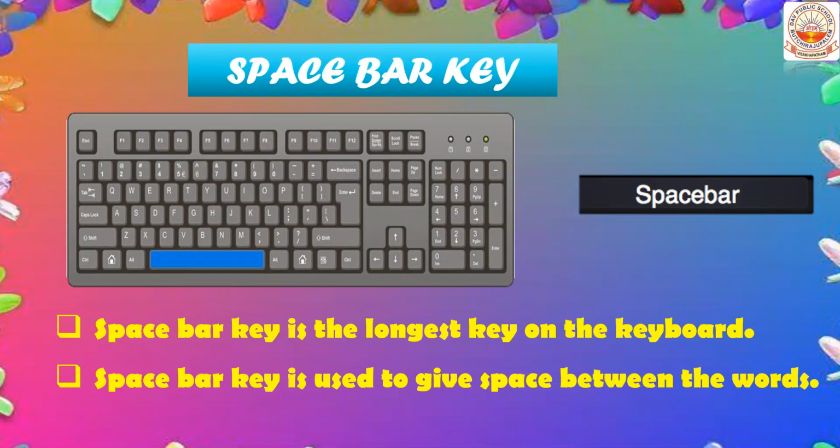As you give a finger gap in your notebook while writing, between the words or letters, isn't it, children? In the same way, in the computer, you can give a gap between words and sentences by using the space bar key. If you press the space bar key, it gives space between words or letters or between numbers, wherever you want. Wherever the space is required, if you press the space bar key, you can give space between the letters or words. Okay, children? So that is about the space bar key.